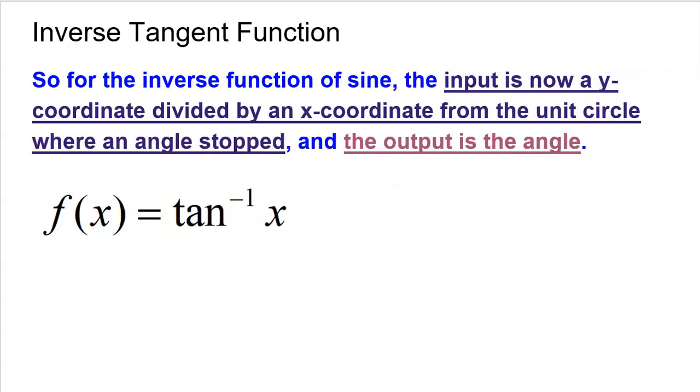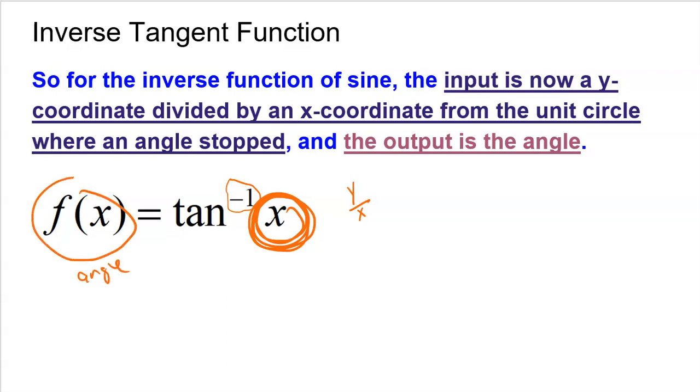All right, so here is the last one. This is the inverse tangent. Once again, we denote inverse tangent with this little -1. Don't confuse it with a -1 exponent. It's not what it is. All that's telling you is that my inputs and my outputs have now been switched. So this input is no longer an angle. This input is the ratio of a y-coordinate divided by an x-coordinate from the unit circle. And this output is an angle.